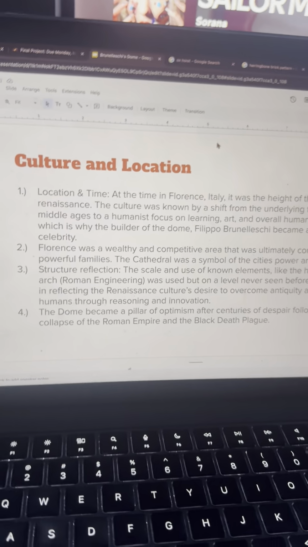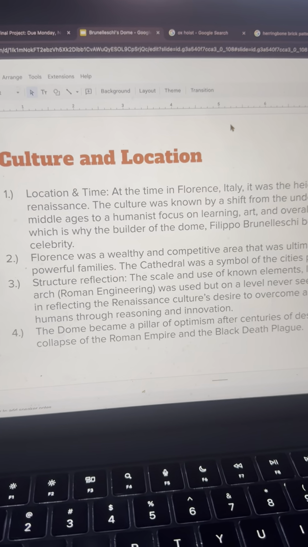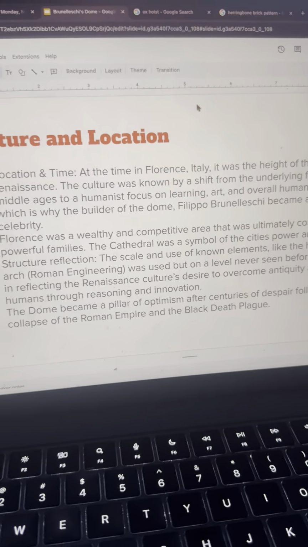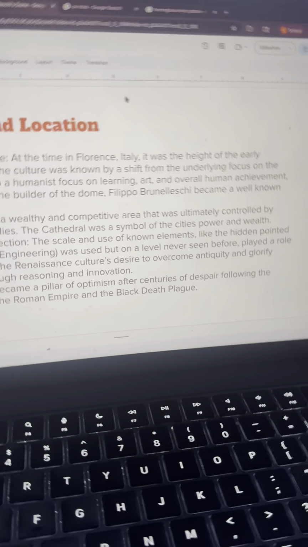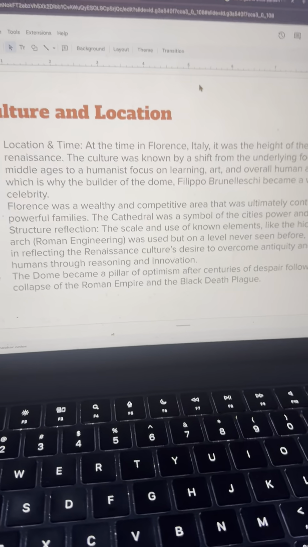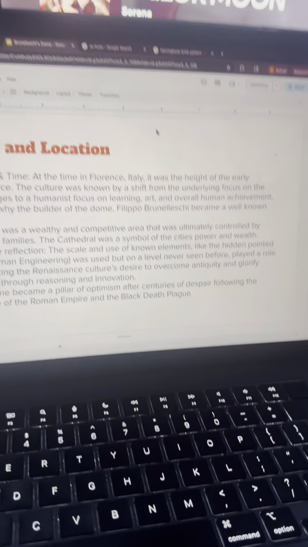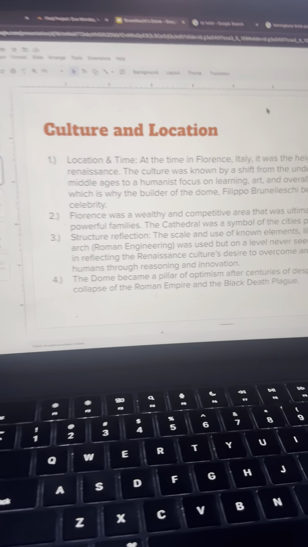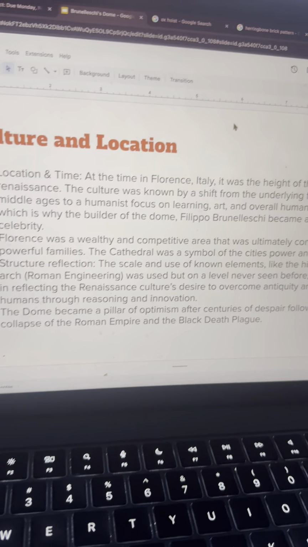The cultural location at the time was Florence, Italy, the height of the early Renaissance. The culture was known by a shift from the underlying focus on the Middle Ages to a humanist focus on learning, art, and overall human achievement, which is why the builder, Filippo Brunelleschi, became a well-known celebrity. Florence was a wealthy and competitive area at the time that was ultimately controlled by powerful families. The cathedral was a symbol of the city's power and wealth.